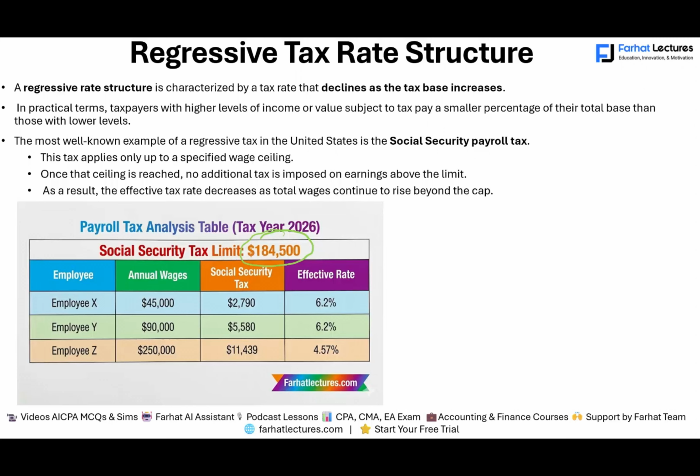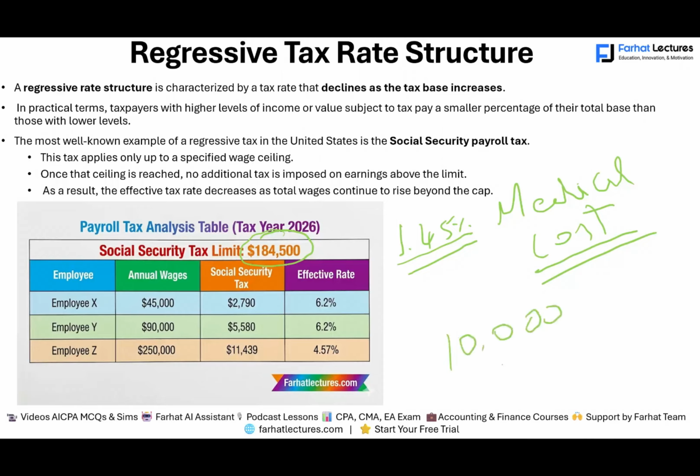Now, remember we talked about Medicare. Medicare is 1.45%. Medicare is for your medical costs after retirement. We don't know how much you're going to cost the government, whether $10,000 in medical, or I know people that cost the government millions of dollars, or you might cost the government $10 million because you are getting medical care.